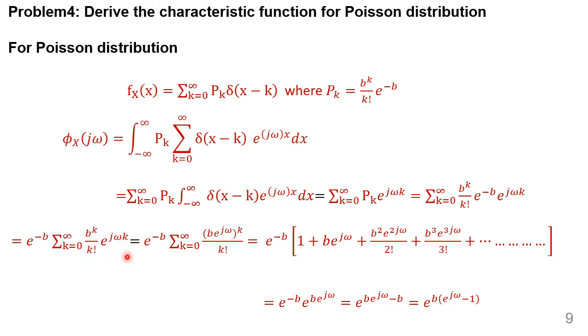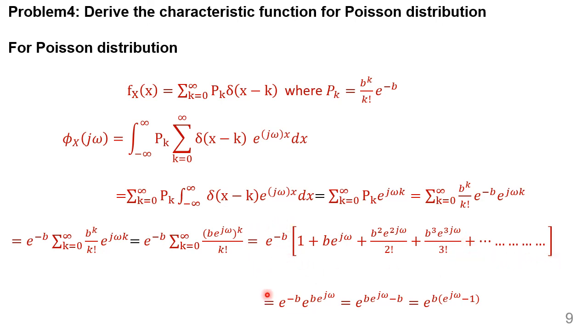When we expand e to the power j omega k in the form of a series, because this b can be taken inside, we can write this as b e to the power j omega k. Let us expand this in the form of a series. We get 1 plus b e to the power j omega, plus b square e to the power 2j omega divided by 2 factorial, plus b cube e to the power 3j omega divided by 3 factorial, and so on.